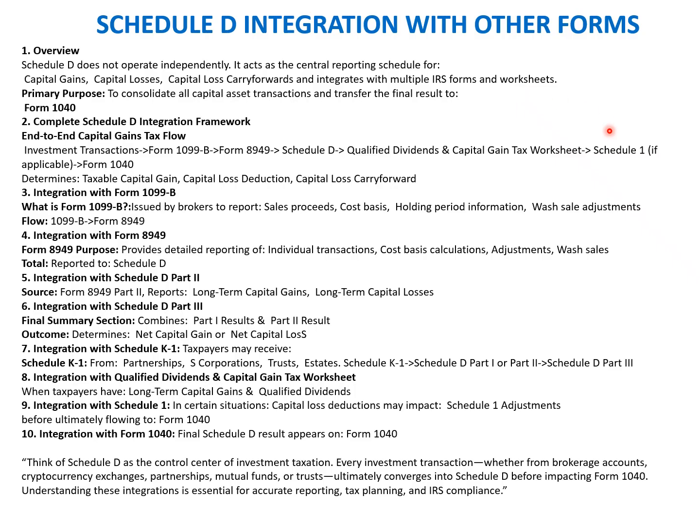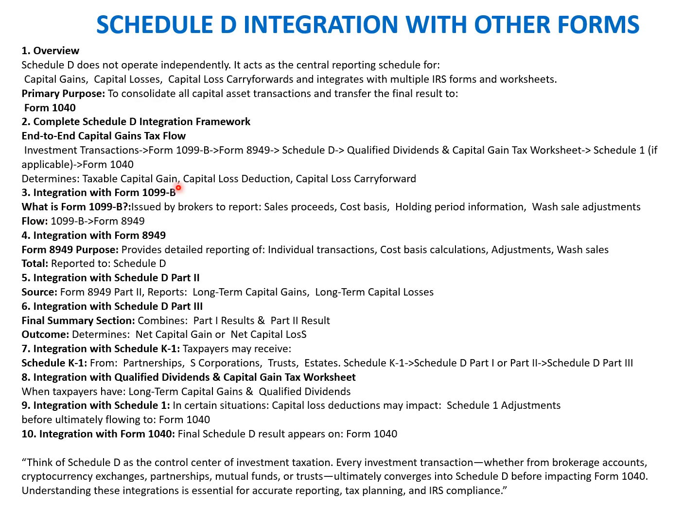For example, an investment transaction flows to Form 1099-B. It then flows into Form 8949, then moves to Schedule D. The Qualified Dividends and Capital Gain Tax Worksheet is there. From there it moves to Schedule 1, and then finally into Form 1040. So the results are taxable capital gain, capital loss reduction, and capital loss carry forward.